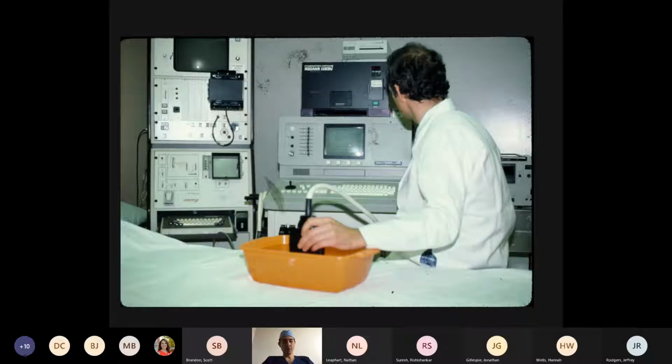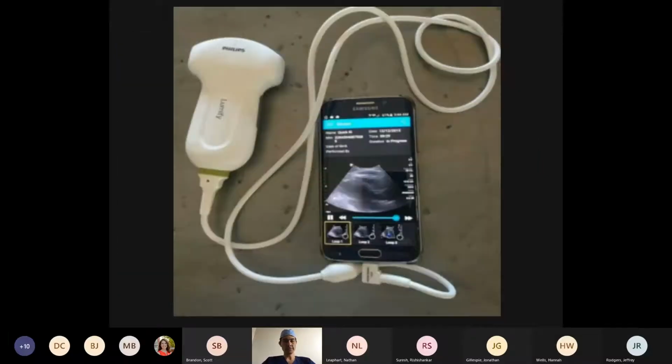And this is a really interesting picture. This is my previous partner. He used to be chairman of the department and then chief of the IR division, Dr. Selby. And this is one of the first ultrasound machines here at MUSC. You see it's a really big transducer, with a really tiny, small screen where you could see the images. But this was a big achievement at that time. And this is what we have nowadays. You can go to the next slide.